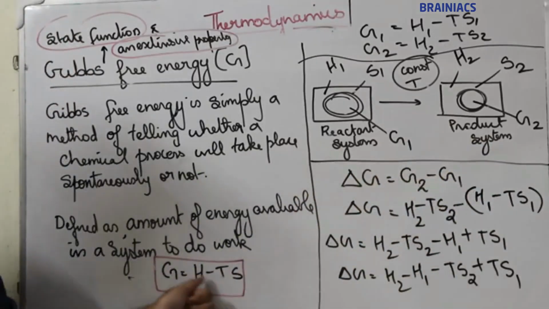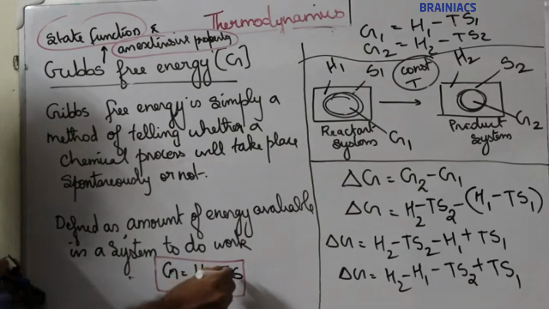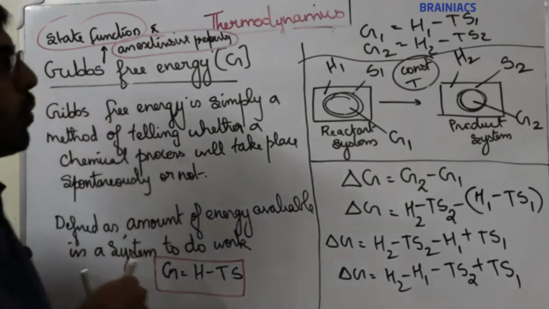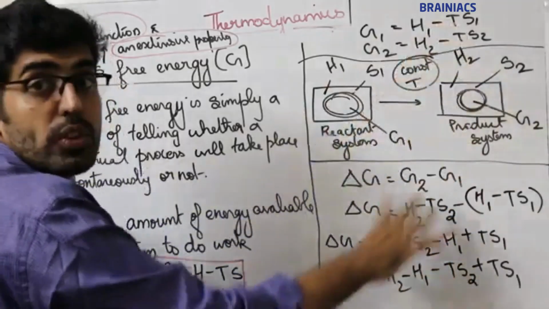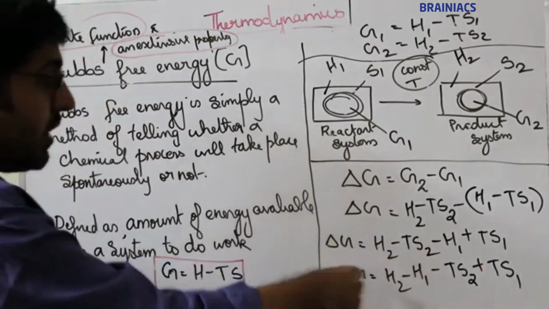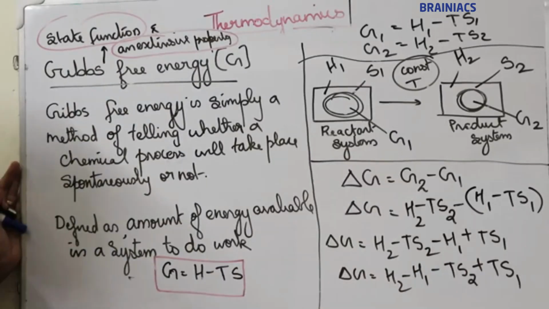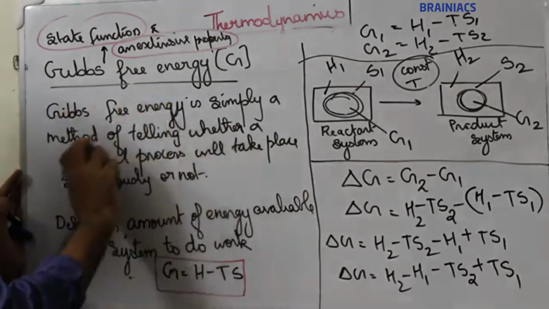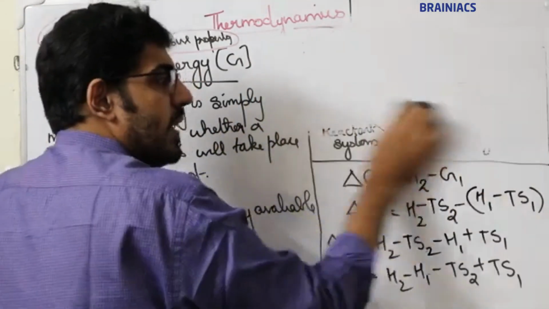Now what is G? G is equal to H minus TS. So G1 is equal to H1 minus TS1. G2 is equal to H2 minus TS2. So I'm substituting those values. You will get delta G is equal to H2 minus H1 minus TS2 plus TS1. So I'm rubbing this part. I think it's clear till here.